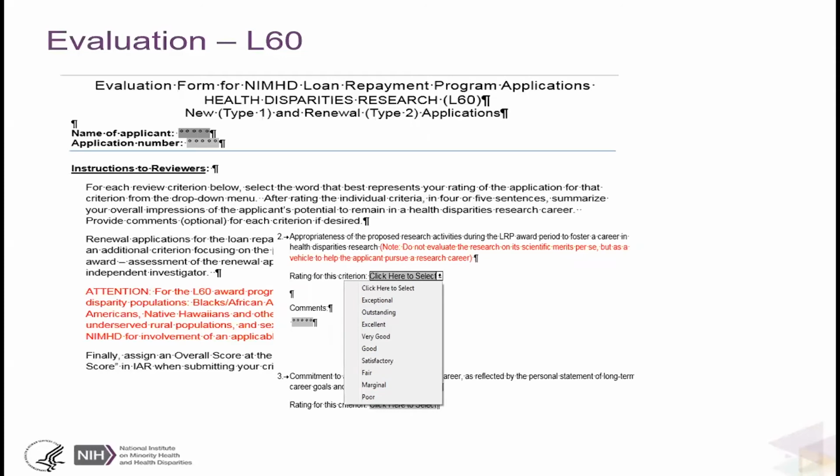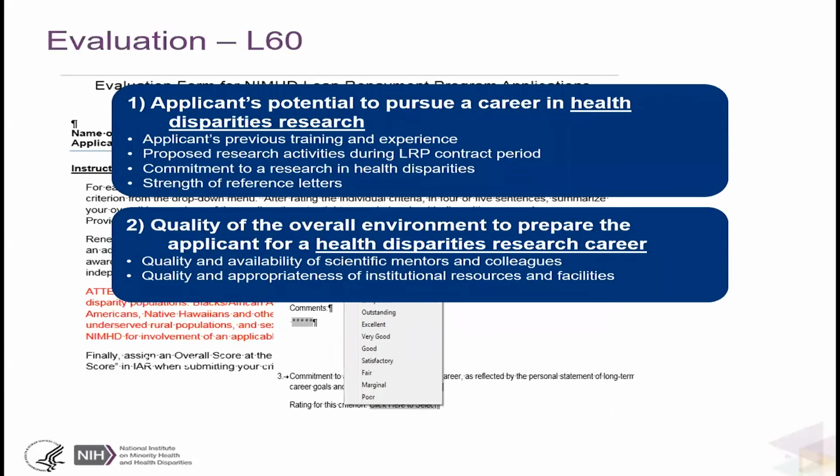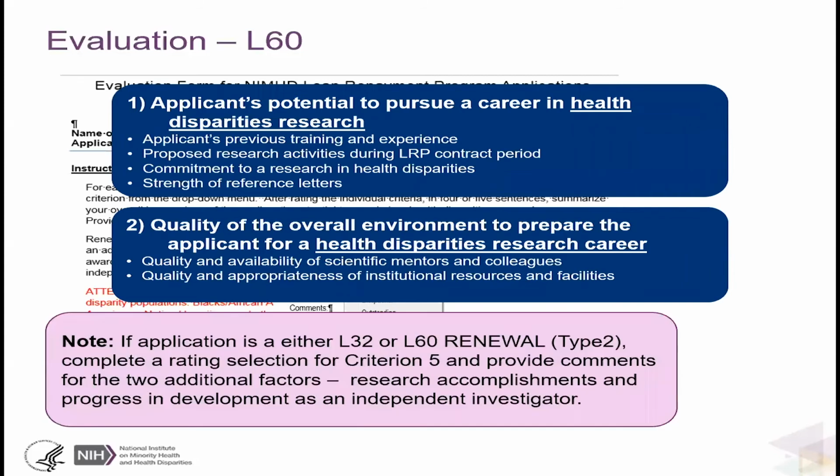The criteria for the L60 applications are awarded the same as the L32 applications, however, with a focus on health disparities research. It is important to note that both the L32 and L60 forms require the reviewer to assess progress during the previous award period if the application is a renewal. If the application is a renewal, also known as a Type 2, complete Criterion 5 by selecting an appropriate rating and providing comments for the two additional factors, research accomplishments and progress in development as an independent investigator.